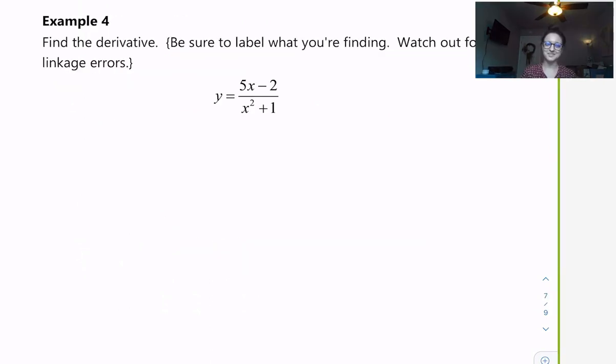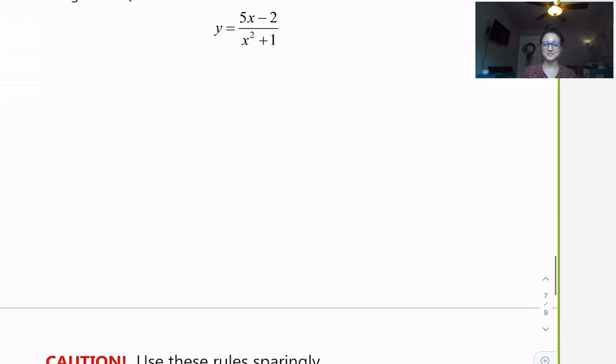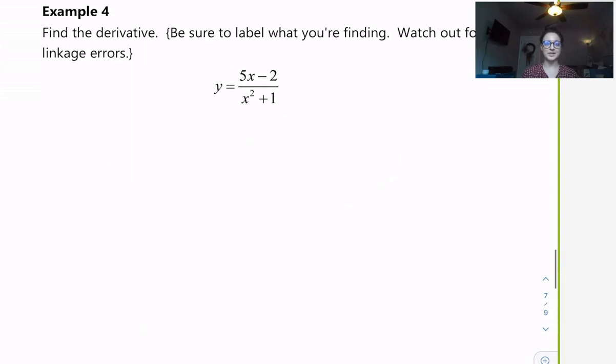All right, I'm going to force a pause on your screen. Will you please write this function, y equals (5x minus 2) all over x squared plus 1? Okay, so now we are going to find the derivative. So I'm going to call this y prime. What rule do I need here? The quotient rule, because I have a function over another function, okay?